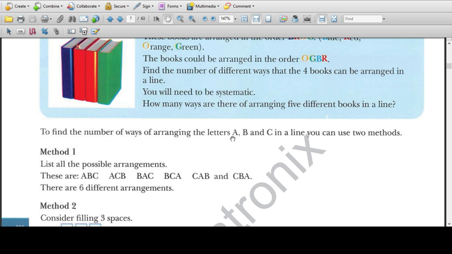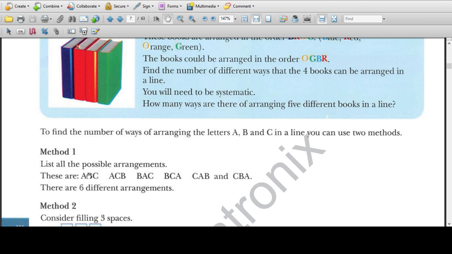Suppose we have 3 letters ABC. We have to arrange these letters ABC in a line. So the possibilities are ABC, ACB, where A is fixed and we have rearranged C and B. Then we have BAC, and similarly B is here, so C and A are interchanged. Again CAB, and then CBA. So there are 6 possibilities.